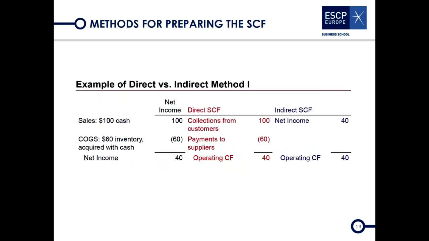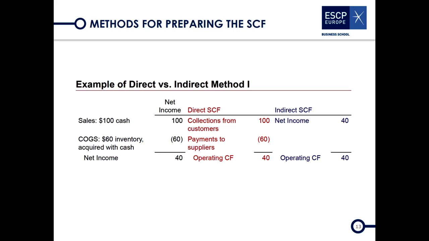So let's start with a simple example of how we start from the income statement and then build our operating section of the statement of cash flows under the direct method versus the indirect method. We start with a very simple case where, in the income statement, the company reports sales revenue in the amount of 100, and all the money has been collected. So it's 100% cash.